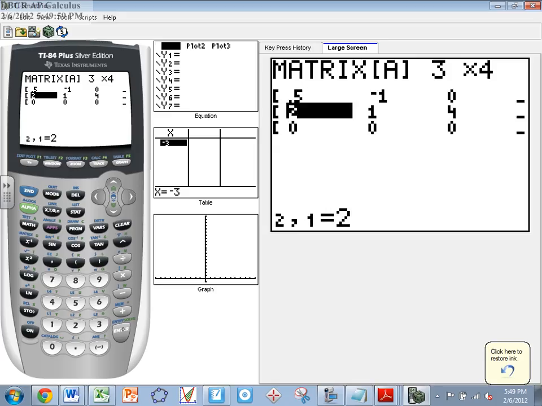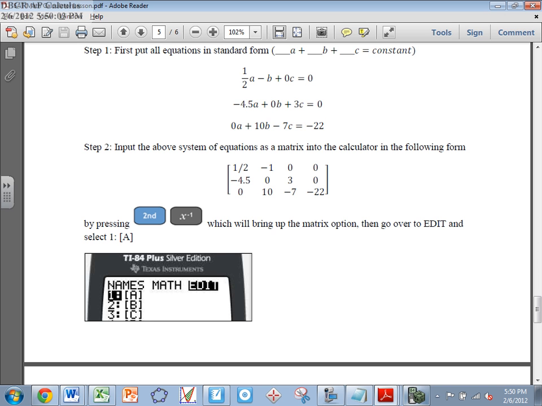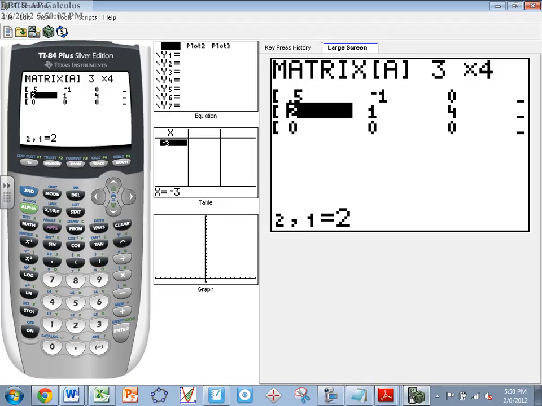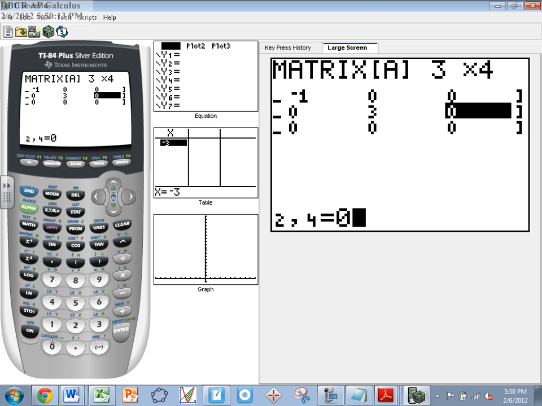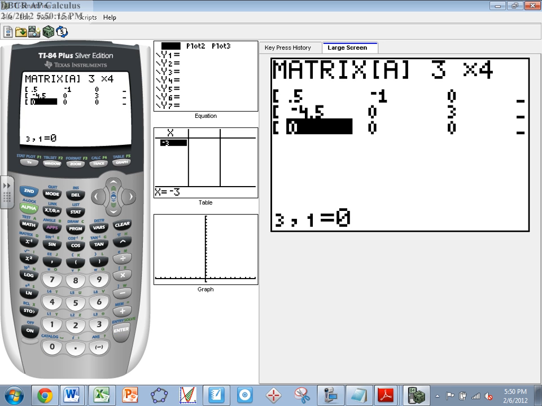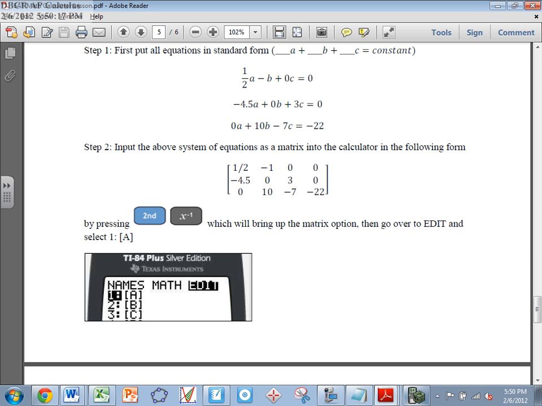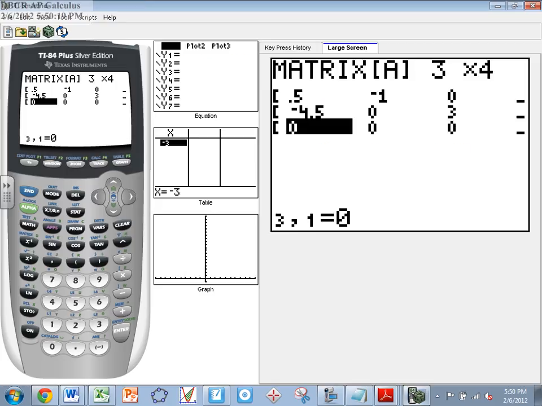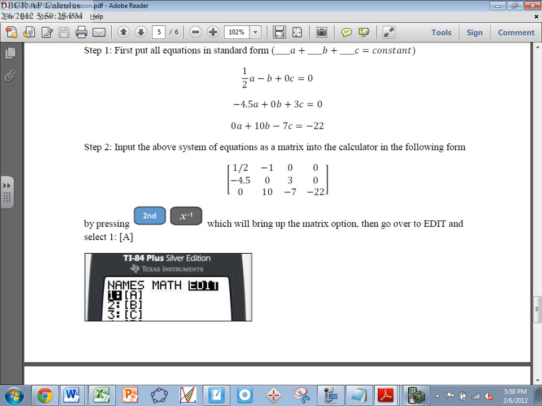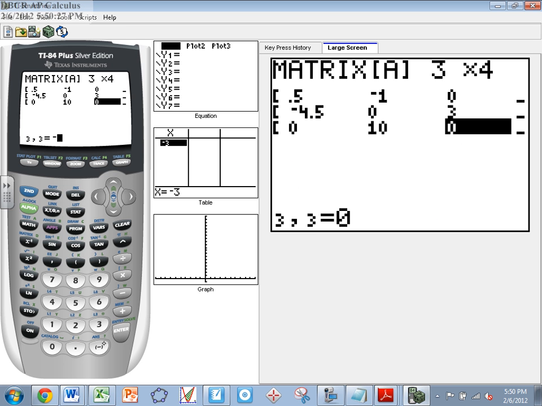Then I go to the second line. I'm going to notice here, the second line is -4.5, 0, 3, 0. So negative 4.5, enter, 0, enter, 3, enter, 0, enter. Third line, 0, 10, negative 7, negative 22. Forgot that one. 0, 10, negative 7 and negative 22.